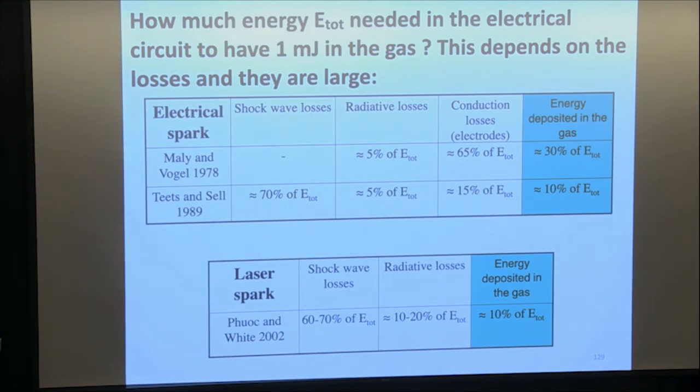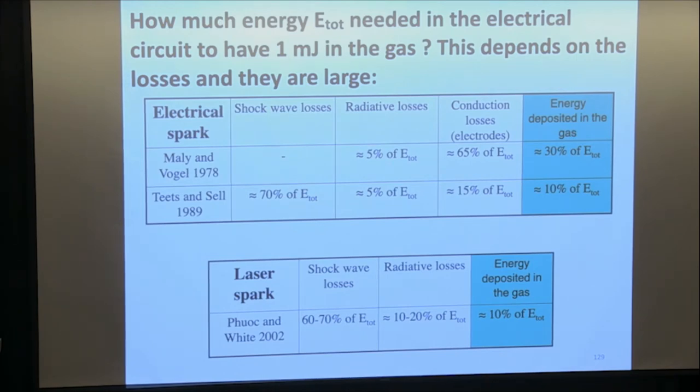But in practice, for a laser spark, the energy which goes in the spark is only 10% of the energy that you deposit, because things are lost to shockwave, radiation. So at the end of the sparking event, only 10%; when they say 10, it may be 5, or 20. And if you use a normal electrical spark, Maly was a guy working at Mercedes a long time ago, and they did a lot of measurements there. And it's the same thing here.